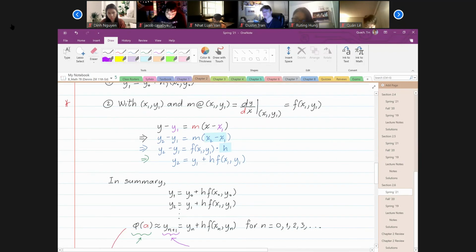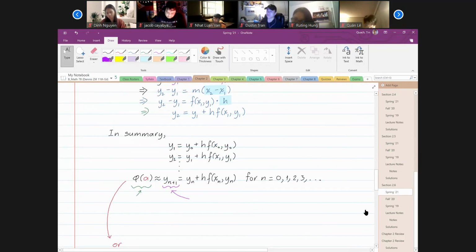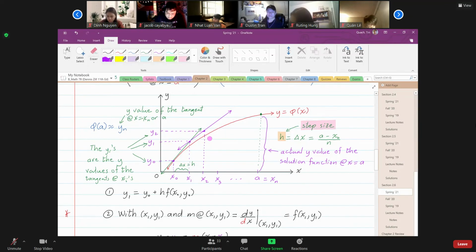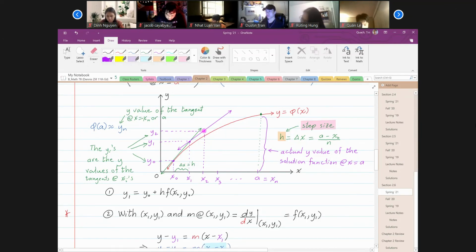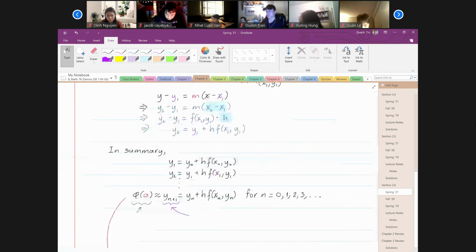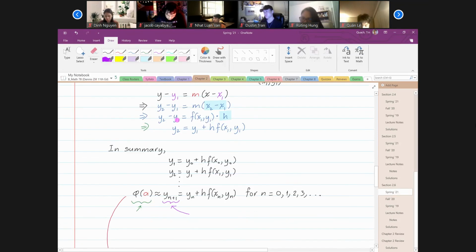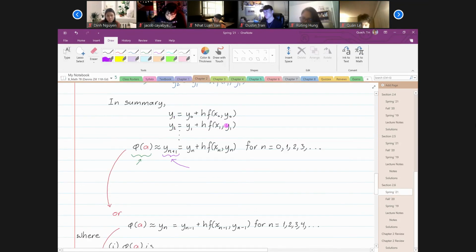All right, so if you continue to do this, let's say the next point is x sub 3, y sub 3, that's what you want to find, right? You have the point x sub 2, y sub 2, then you're going to find the slope at x sub 2, y sub 2, and the slope at x sub 2, y sub 2 is f of x sub 2, y sub 2, and so on.